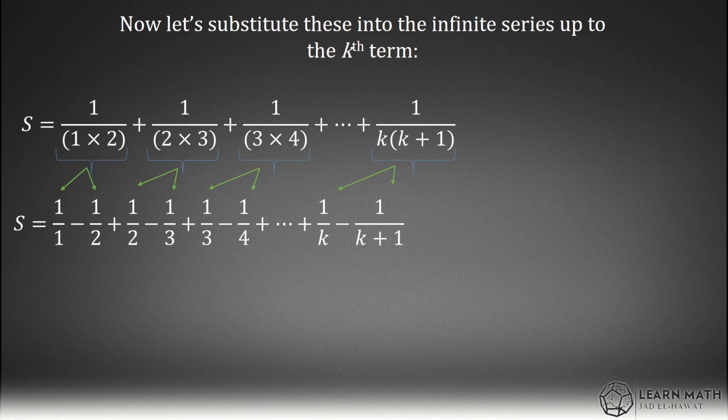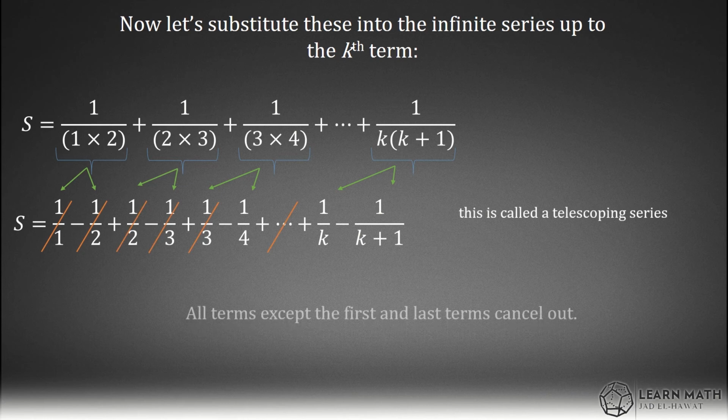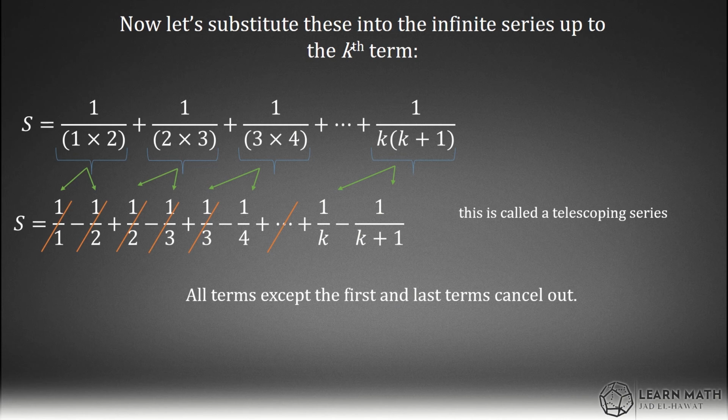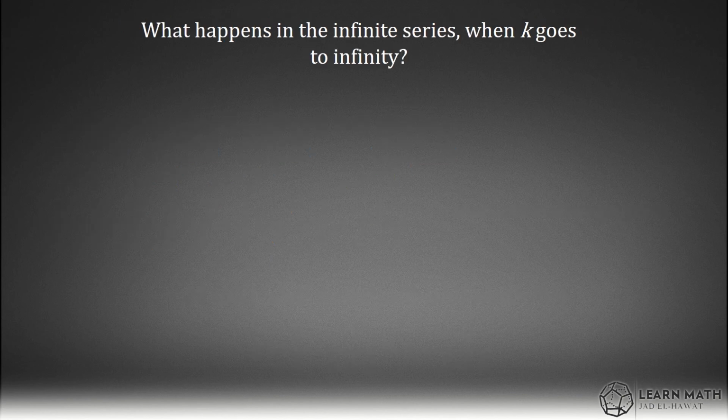Now there's a magical kind of cancellation that happens. This is called a telescoping series. All terms except the first and the last terms cancel out. So S equals 1 over 1 minus 1 over k plus 1, which is equal to 1 minus 1 over k plus 1. What happens in the infinite series when k goes to infinity?